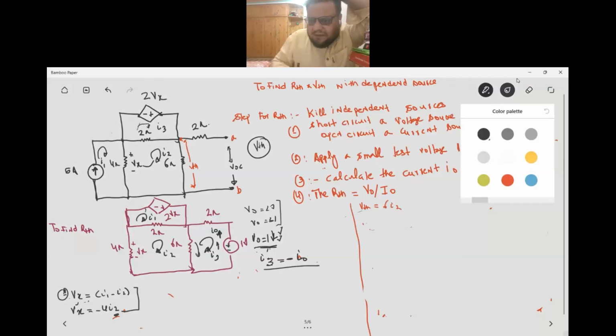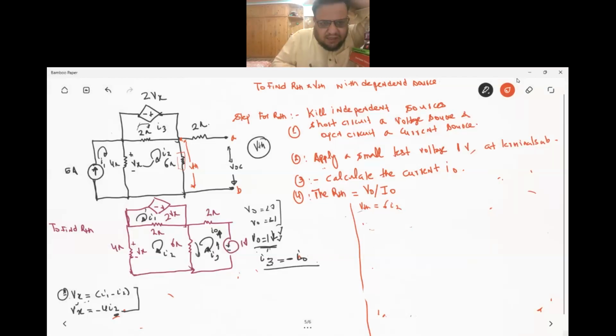Now, how do we go for the V Thevenin? As simple as possible. V Thevenin would be the open circuit voltage across the 6 ohms. As I know, this current I naught is 0, so this would be short circuited, right? So 2 ohms does not exist. So V Thevenin would be simply 6 into I2. So I need to find I2. In order to find I2, I take this as loop 1, this as my loop 2, and this as my loop 3, and I just apply the KVL.